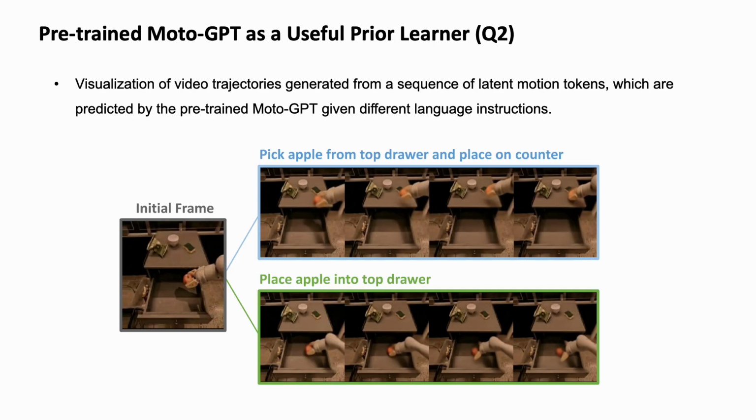For question 2, we demonstrate that the pre-trained Moto-GPT has gained useful motion priors. It is able to predict plausible latent motion token sequences given different language instructions. These token sequences can be visualized into meaningful motion trajectories. This process resembles how policy models produce effective control signals to control robot arms to perform tasks following user instructions.